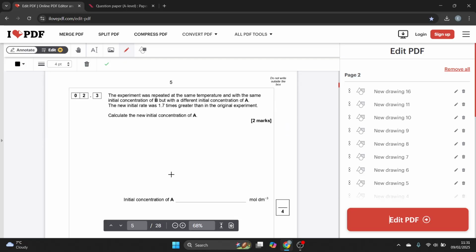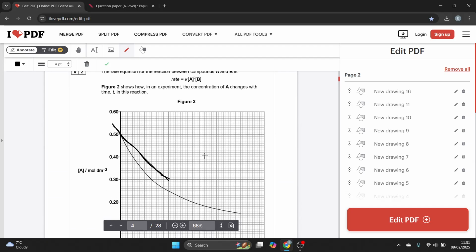The experiment was repeated at the same temperature and with the same initial concentration of B, with a greater initial concentration of A. The new initial rate was 1.7 times greater than the initial experiment. Calculate the new initial concentration of A. So what it's telling me is the same temperature, the experiment was repeated, same initial concentration of B, but the new initial rate was 1.7 times greater, and it's obviously going to be due to the different initial concentration of A.